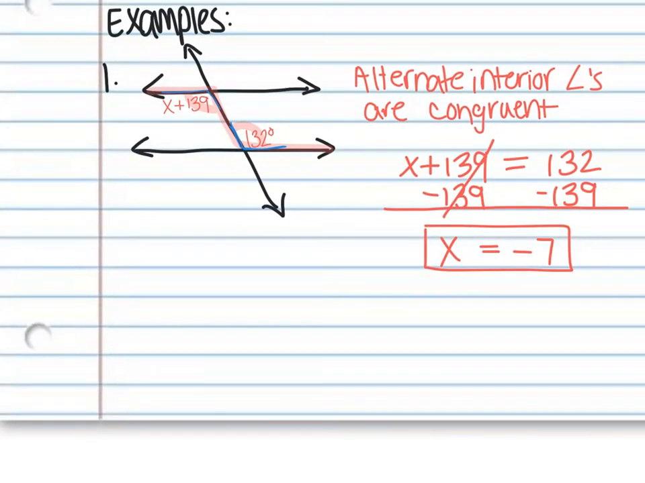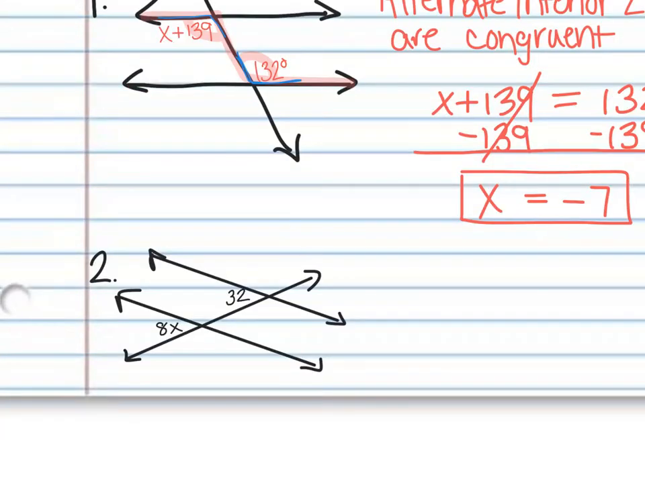Moving on to our second example. So again, I have my two parallel lines cut by a transversal, and I have one angle that's labeled 8x and another angle that's labeled 32. So again, first step, find out the angle relationship. Again, I don't see any 90-degree angles here, so I know that complementary has nothing to do with this. So I need to decide, are these supplementary or do they add up to 180, or are they congruent angles?